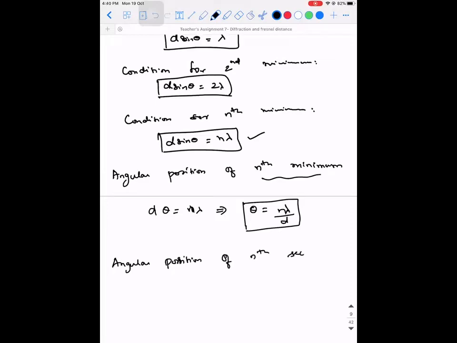In a similar way, you people tell me what will be the angular position of nth secondary maximum. D theta will be equal to 2n plus 1 into lambda by 2, which implies theta will be equal to 2n plus 1 into lambda divided by 2d.